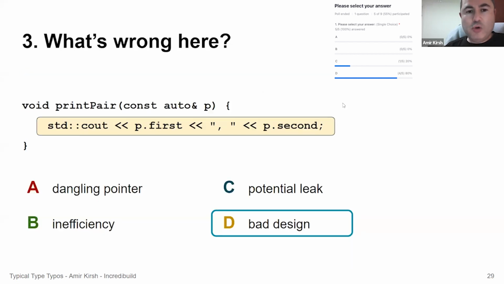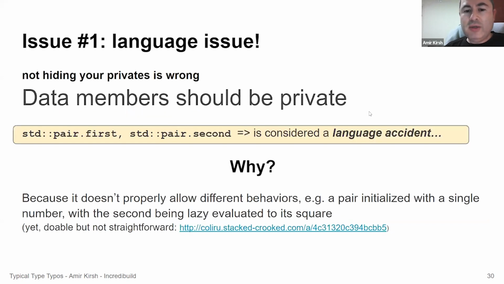When I approach first and second, it means that P is a pair. What would happen if P is my own implementation of a pair, and I want, for example, a lazy pair, which has a first, and only when you call second, I calculate second? If they are members, it would be much harder. We can do that, by the way, with a proxy class. There is a link down below showing how we can have a lazy pair in which you initialize the first and calculate the second only upon a call to second. But it is much harder.